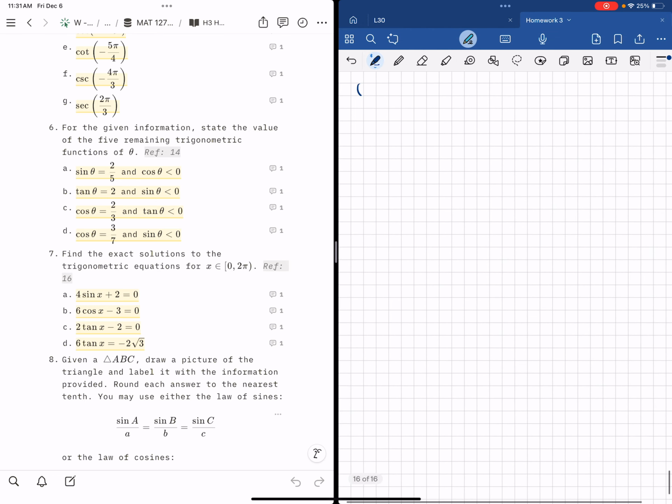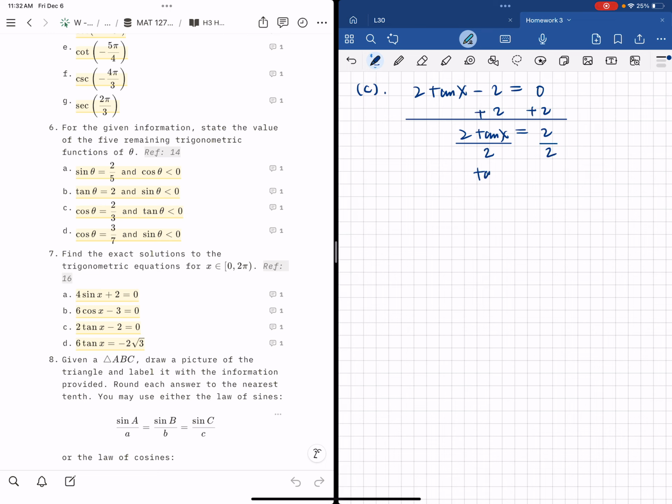Part C. 2 tangent of x minus 2 equals 0. So inverse operation, plus 2 on both sides. I have 2 tangent of x equals 2. And then I divide both sides by the coefficient of tangent, which is 2. Tangent of x is 1.